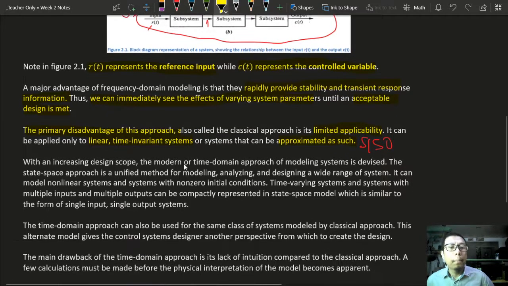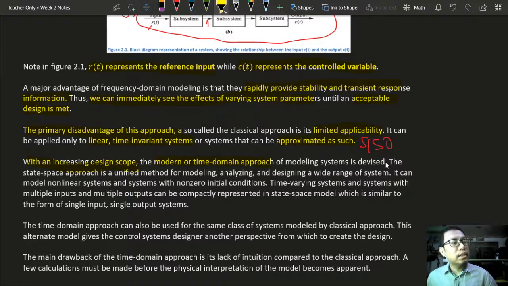Now, with an increasing design scope, the modern or time domain approach of modeling systems is devised. So kung medyo mas nagiging complex na yung system natin, mas ginagamit natin yung time domain approach or yung mas tinatawag na modern approach. The state space approach is a unified method for modeling, analyzing, and designing a wide range of systems. It can model nonlinear systems and systems with non-zero initial conditions.